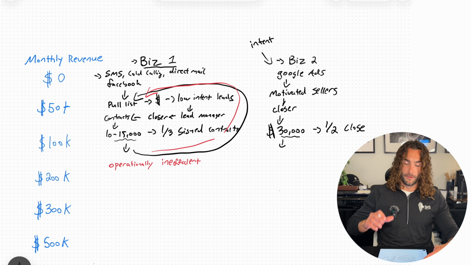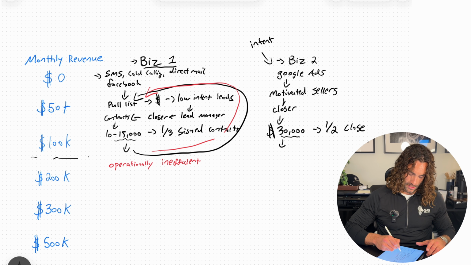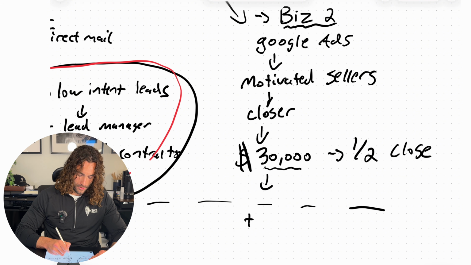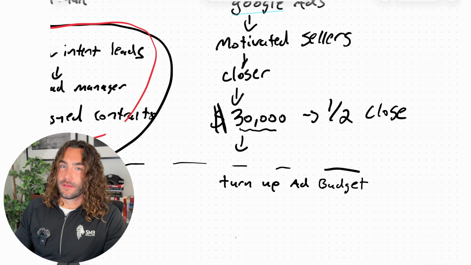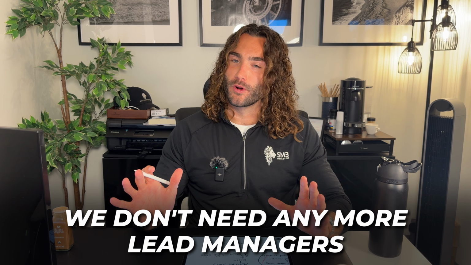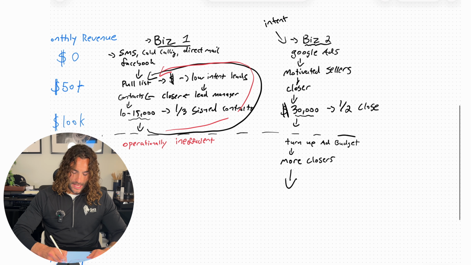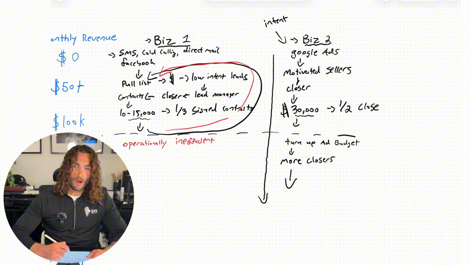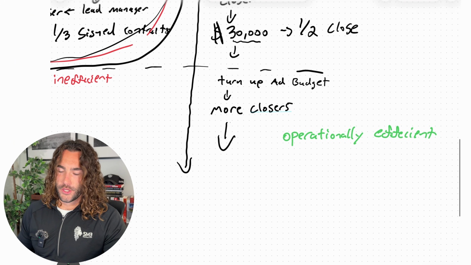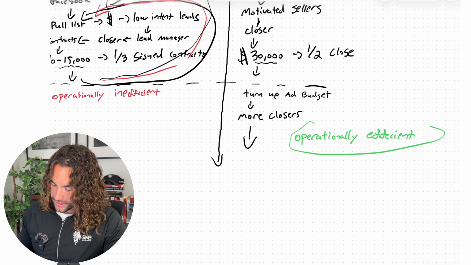So let's zoom out here. Both of these businesses are at $100,000 in monthly revenue. All we have to do in business number 2 is turn up ad budget, which you can do with a few clicks of a button with Google Ads. Because this sales team is not now quitting, we then hire more closers. We don't need any more lead managers. This system scales vertically down our revenue chart, while this system continues being a circle. Business 2 is what we call operationally efficient.